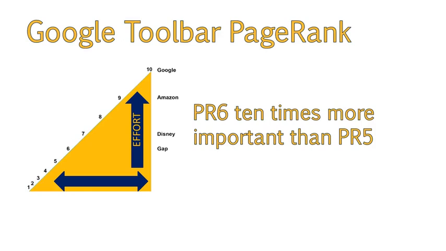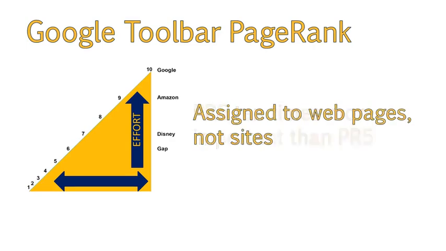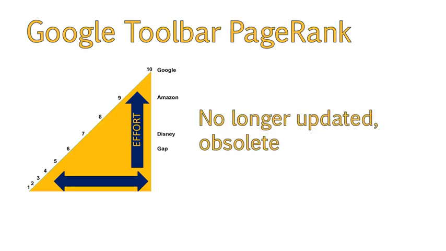And this is going to be an important point that I'm going to emphasize more as we go through this course. And it's assigned to web pages, not sites. There's no such thing as a PageRank for a domain or a site. That's an important thing for you to remember. However, this PageRank that we see in the Google toolbar is no longer updated. So the metric you see there is obsolete. And the only reason I brought you through all this is I want you to understand that you can't rely on the Google toolbar as a way to get this kind of measurement.